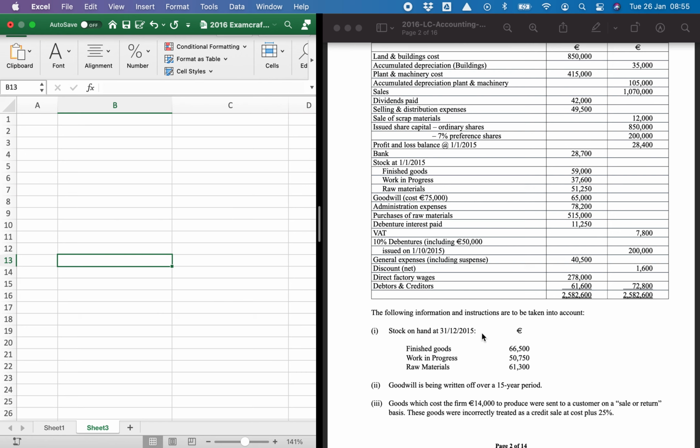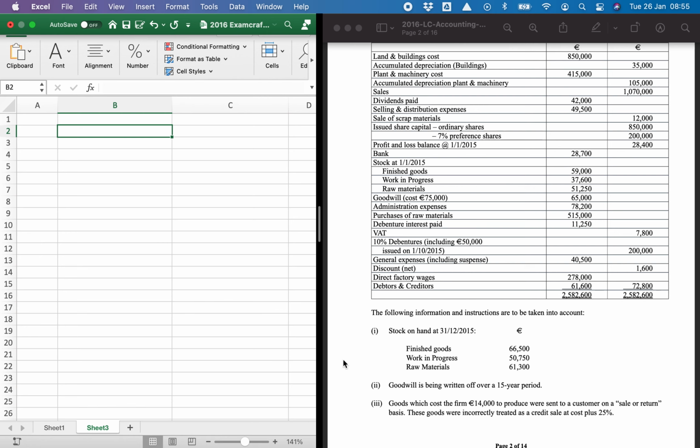So as promised, it's the workings anyway. At least if I have time, I'll do the whole thing from the 2016 Examcraft Civmec one. So the first one, stock in hand. There's nothing to do there for the time being.